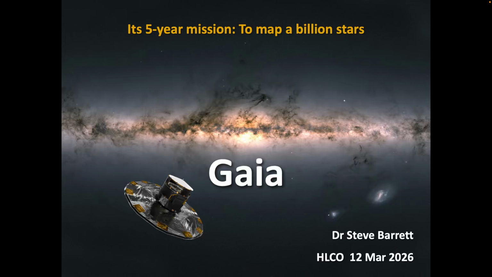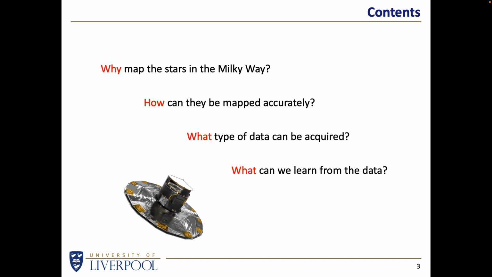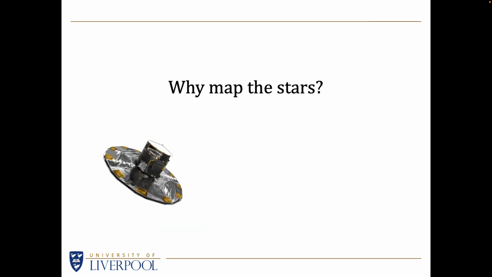Gaia, the space telescope which had a 5-year mission to map 1 billion stars. It did that so well, they decided to change its mission to a 10-year mission to map 2 billion stars. Okay, so what I'm talking about this evening is why map the stars in the Milky Way, how can they be mapped accurately, what type of data can we get, and what do we learn from all the data that Gaia has been producing for the last decade plus.